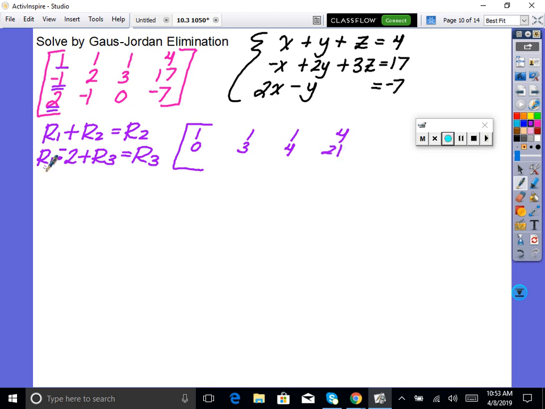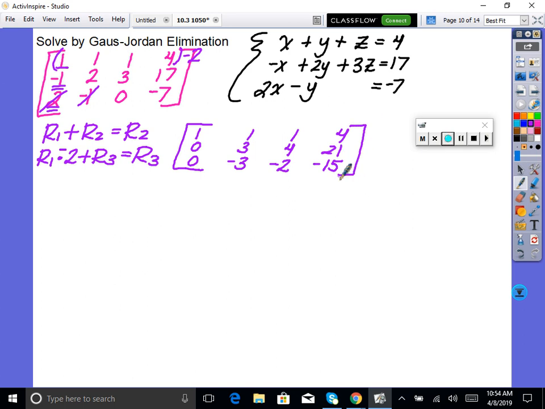Okay. Row 1 times negative 2, and then add it to our row 3. So negative 2 times 1 is negative 2 plus 2 is 0. Negative 2 times negative 2 plus negative 1. Let me cross them out so we can stay on track. So won't that be negative 3? And then negative 2 times 1 is negative 2 plus 0 is negative 2. Negative 2 times 4 is negative 8. Negative 8 minus 7 is negative 15. Okay, 1, 0, 0. Check.